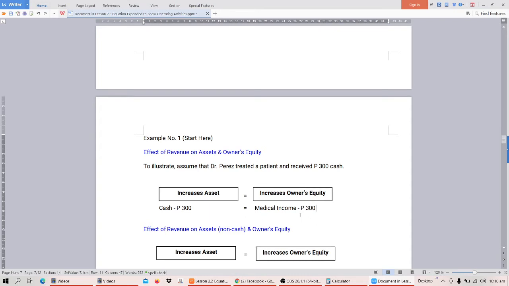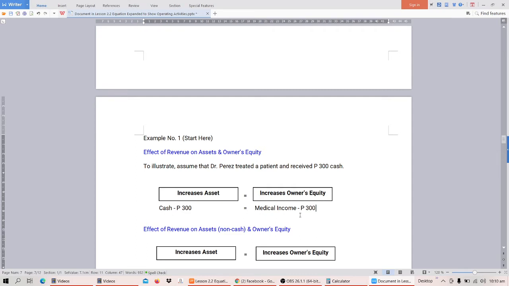So what if no cash was collected when the patient was treated? The revenue recognition or the realization principle prescribes the recognition of revenue as soon as service or merchandise has been delivered by the business. So it is not necessary, class, that cash be immediately received from the customers for revenue to be recognized.